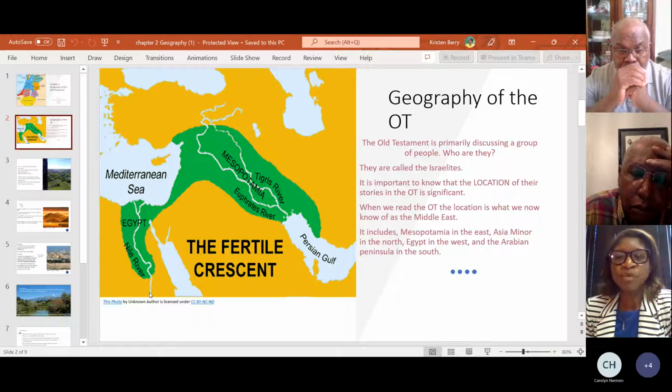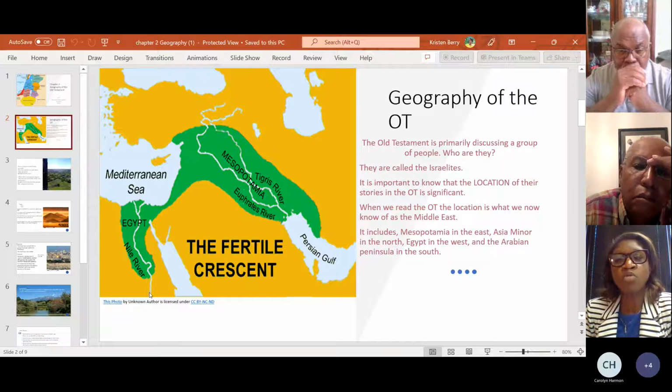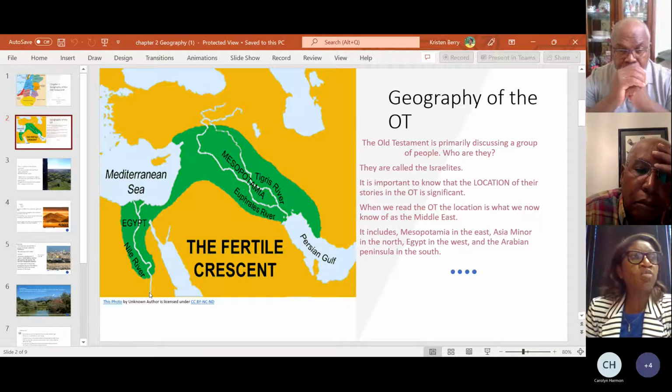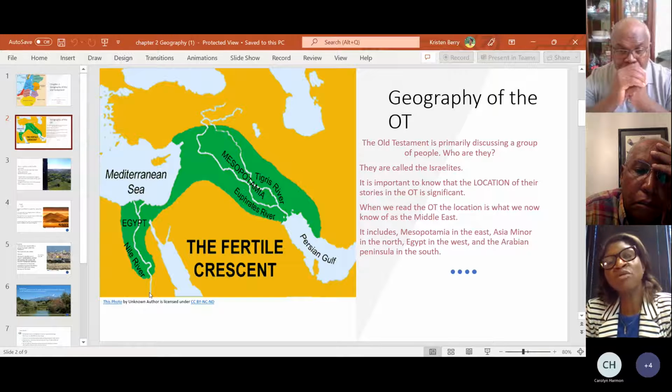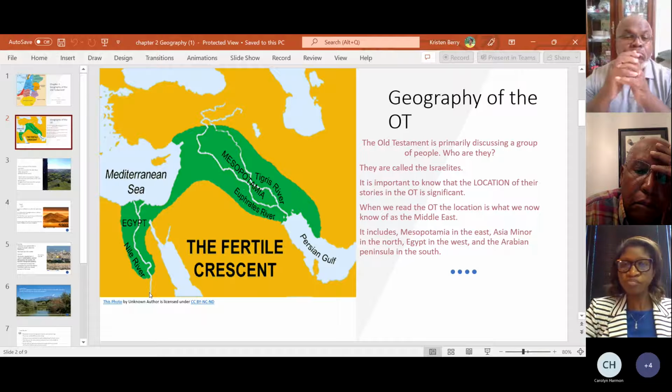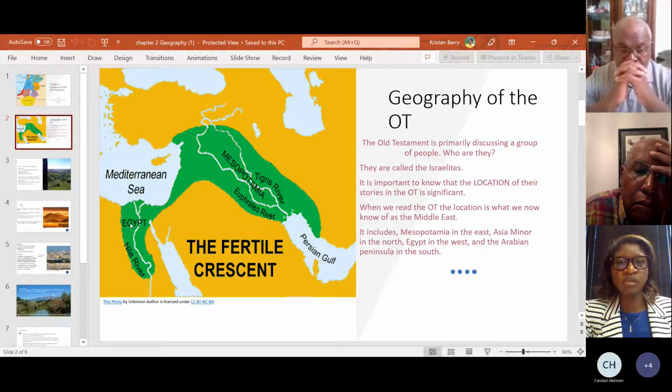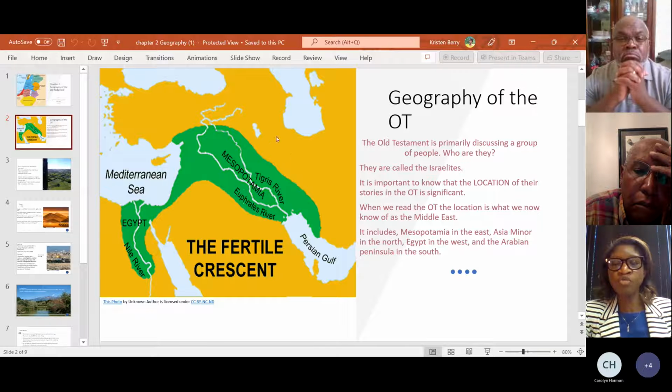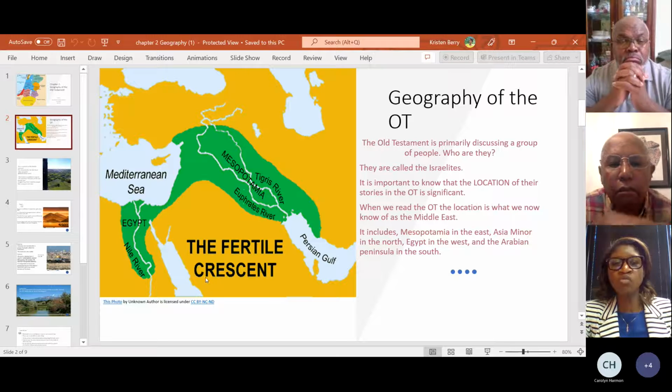Okay, so as we said, location is key. When we read the Old Testament, this is what we can focus on now: the Middle East, what we would call more Middle East in 2022. So you see Mesopotamia, Asia Minor would be to the north over here in the yellow. You've got Egypt over here to the west. The Arabian Peninsula would be towards the south. And just think about all of these areas.